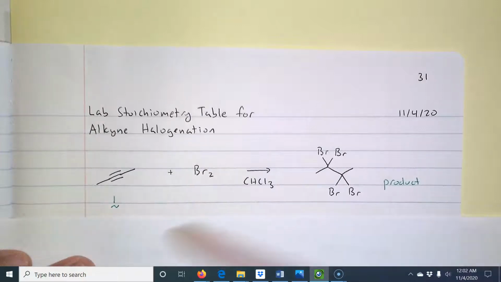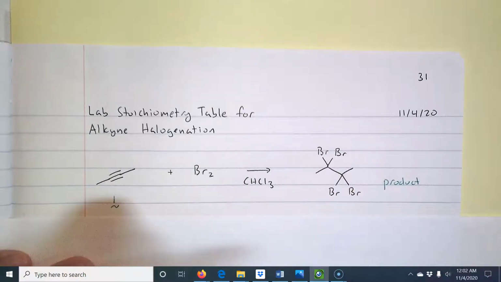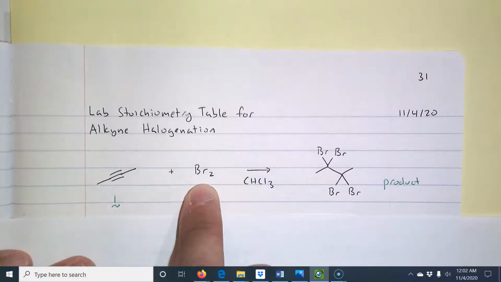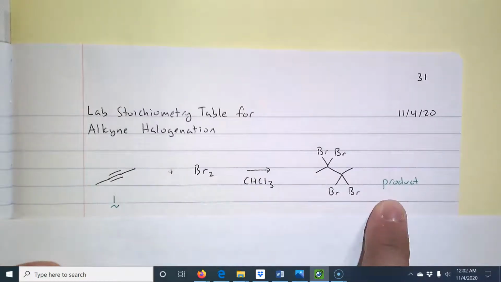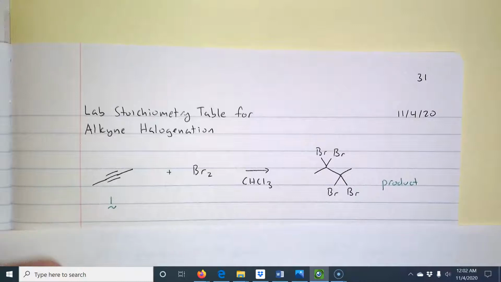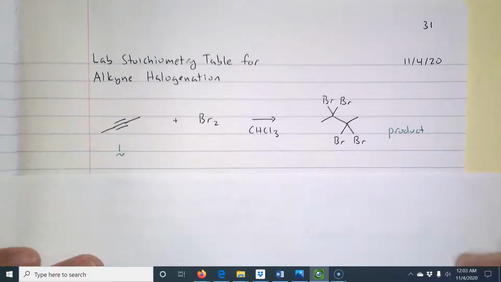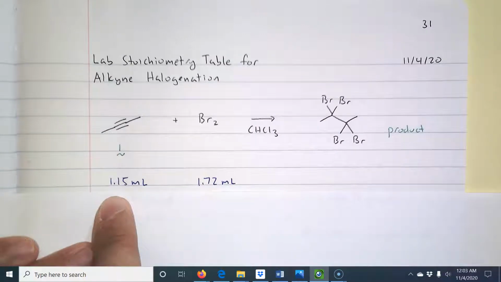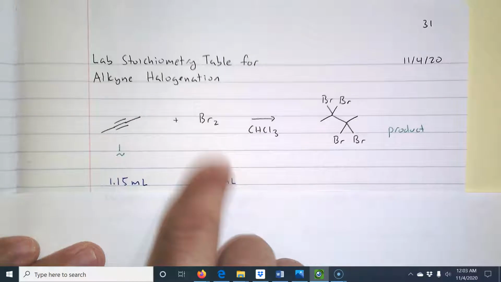Usually in an article, that 1 is going to be in bold, but it's hard to sometimes differentiate between bold and unbold when you're writing by hand. So just put a little squiggly line. Br2 we'll just call Br2. Okay, so there's no need to put a shorthand for that. And this is the product. Okay. Now, this is all theoretical, but pretend that you have an article and it tells you to use, oh, here we go, 1.15 milliliters of 2-butyne and 1.72 milliliters of Br2, bromine.